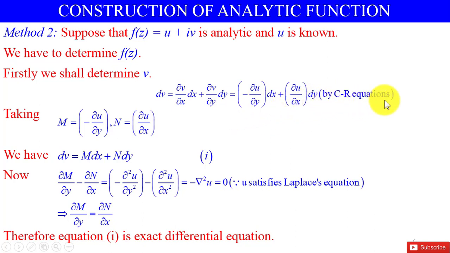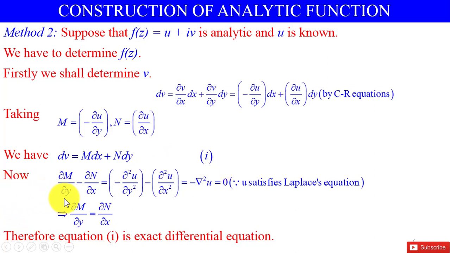These are by Cauchy-Riemann equations, as del v by del x is equal to minus del u by del y and del v by del y is equal to del u by del x. Taking m equal to minus del u by del y and n equal to del u by del x, this equation becomes dv is equal to m times dx plus n times dy. Suppose this is equation number 1.